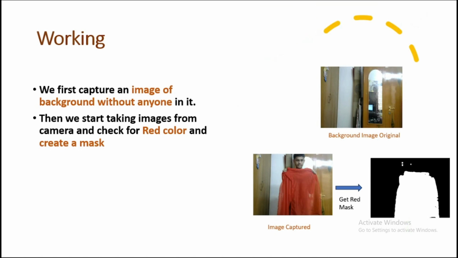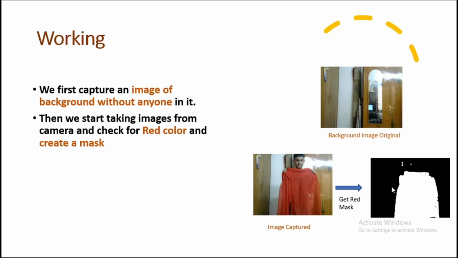So basically what we're gonna do is first we're gonna take an image without anyone in it, and then we're gonna enter in, and we'll have something like a cloak. Here I've taken a red cloak and I've just kept it in front of me. So basically what happens is the computer tries to identify the red colors that are available on the screen. So after it identifies them, it only makes the one that it is identified as red to be white color. So you can see that it becomes white, and the ones that are not red becomes black. So this itself is what is called mask.